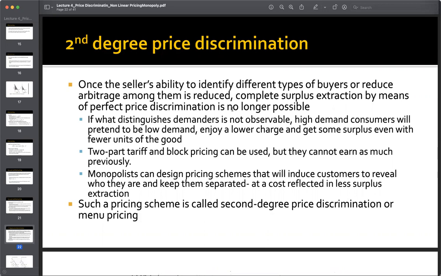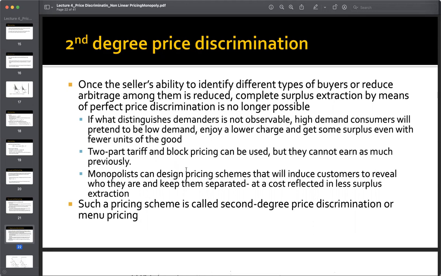Once the seller's ability to identify different types of buyers or reduce arbitrage among them is reduced, complete surplus extraction by means of perfect price discrimination is no longer possible. What would happen is that high demand consumers will pretend to be low demand and enjoy a lower charge and get some surplus, even if consuming fewer units of the good. And we'll see that soon.